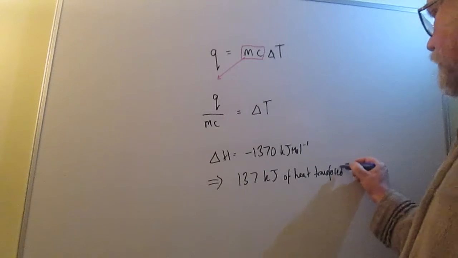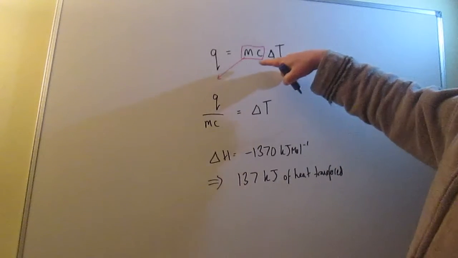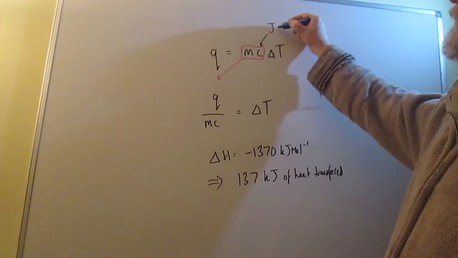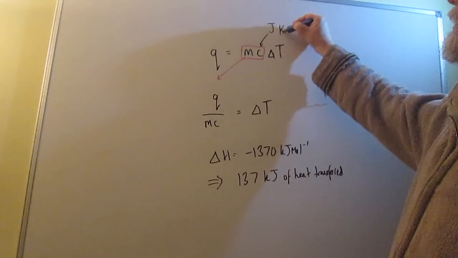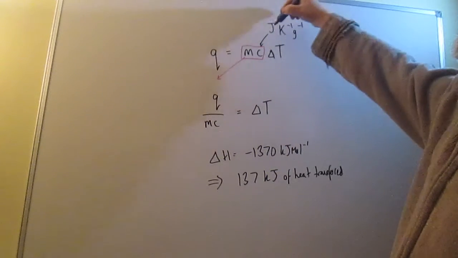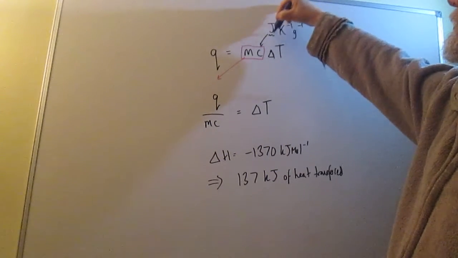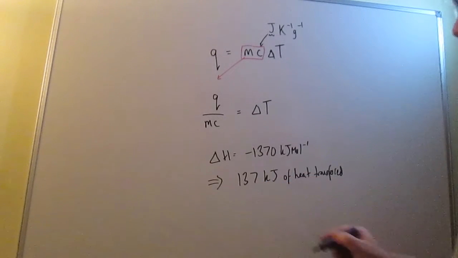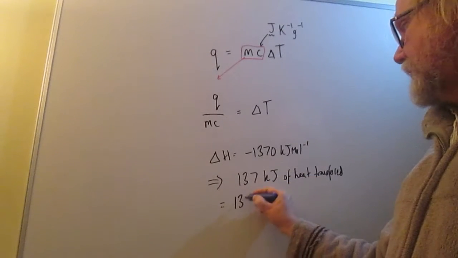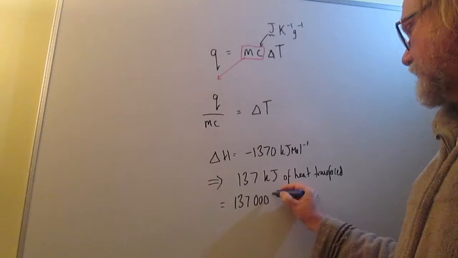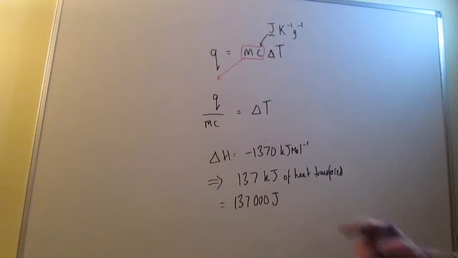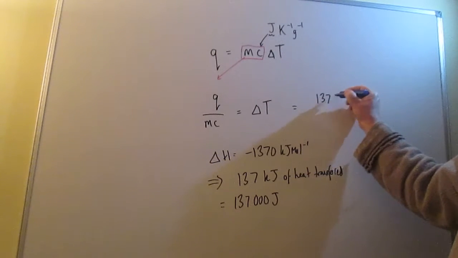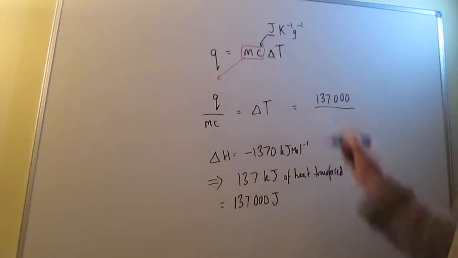So that's Q, but we've got to be careful, because if you look at C on your data sheet, it's in units of joules per Kelvin per gram. And the key thing is that it's joules, not kilojoules, and therefore to be compatible, this has to be in joules as well. So that's equal to 137,000 joules. Okay, so that's our value for Q. So we can put that into there and say that's 137,000 divided by M.